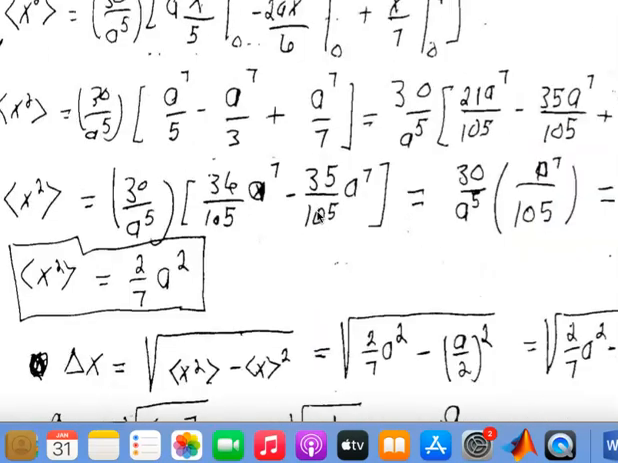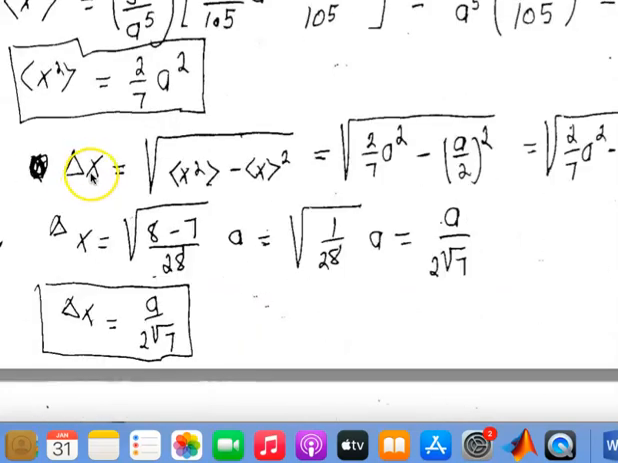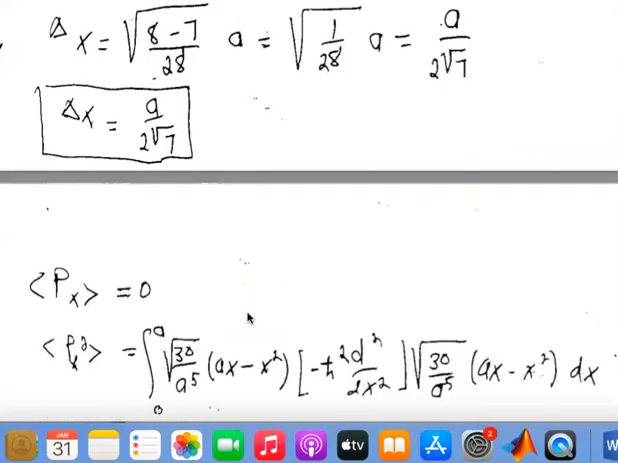And when I evaluate it from 0 to lowercase a, it turns out that the expectation value of x squared is 2/7 a squared. Well, x has units of meters, lowercase a has units of meters, so the units are fine here. And as I said, the uncertainty delta x is the square root of the expectation value of x squared minus the square of the expectation value of x. So I substitute the two values I've gotten.